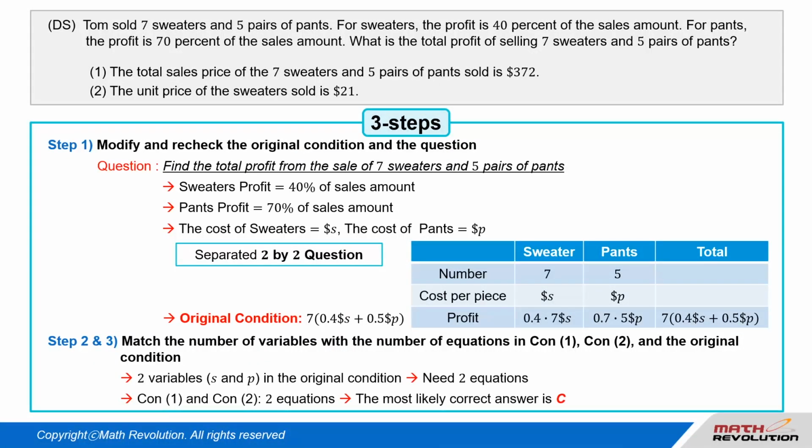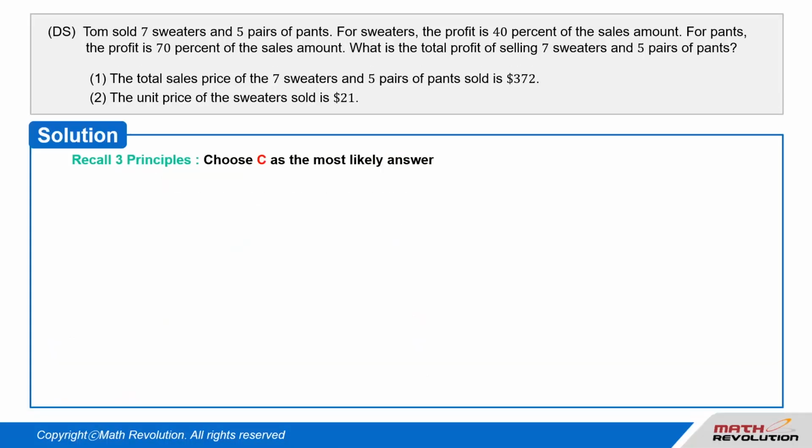From the original condition, we have 2 variables, S and P. To match the number of variables with the number of equations, we need 2 equations. Since conditions 1 and 2 will provide 1 equation each, C would most likely be the answer. You should always look at the original condition only to determine the number of equations needed. Recall 3 principles and choose C as the most likely answer.